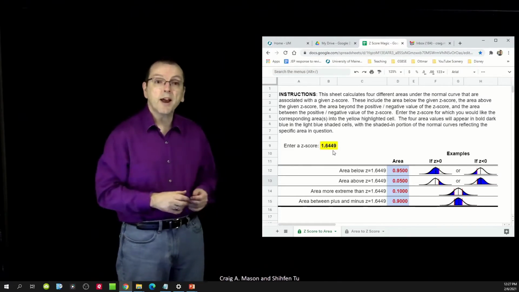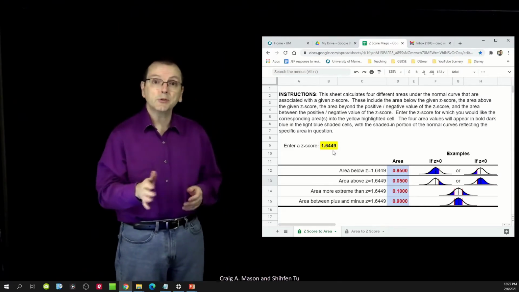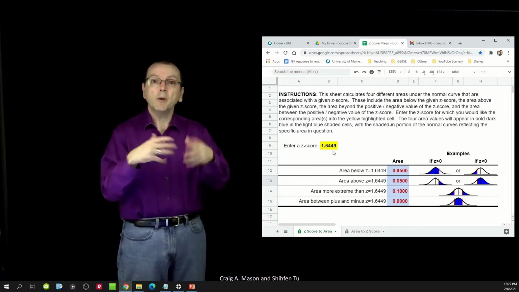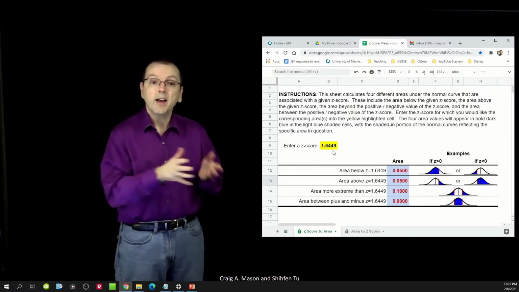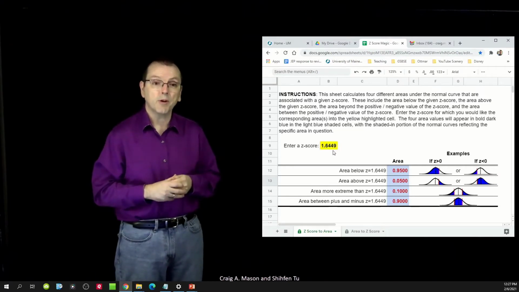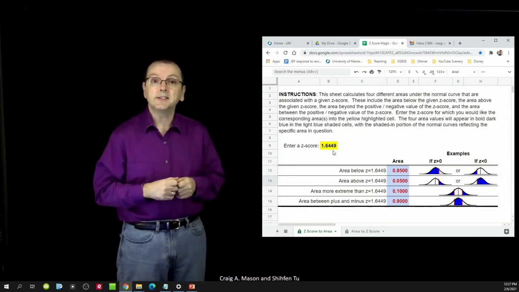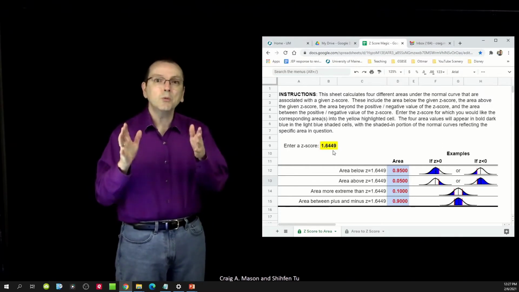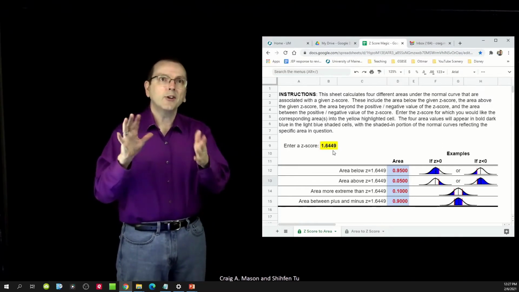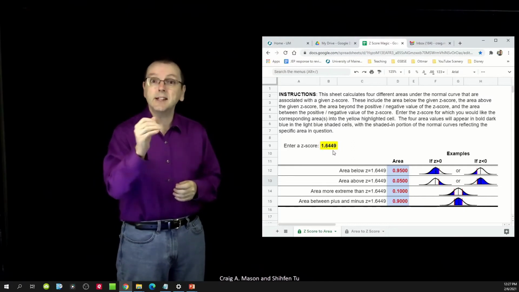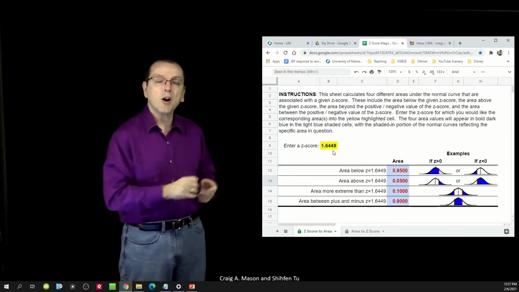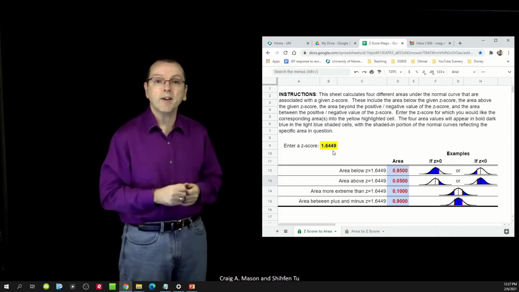The Z-Score to Area tab is for situations where you know the z-score and you're trying to determine what's the corresponding area associated with that z-score. The Area to Z-Score tab is the flip of that. You know an area and you've got to figure out what z-score gives you that area. So let's start with the Z-Score to Area tab.